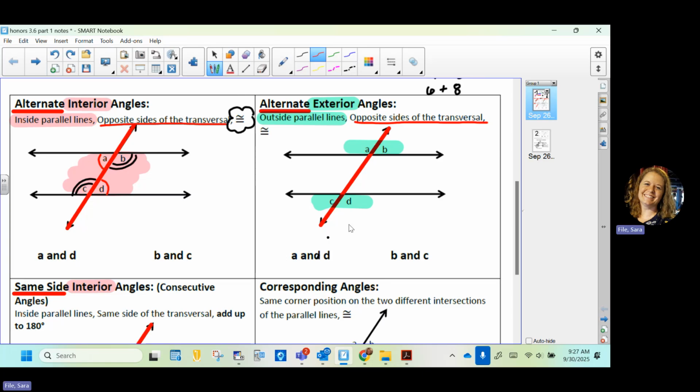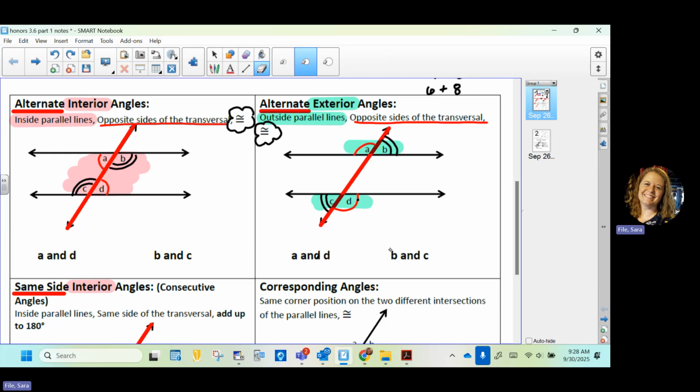So alternate sides and outside the parallel lines, that would be A and D. These would be obtuse. Or B and C. These would be the acute. So those are my sets of alternate exterior angles. So alternate interior, alternate exterior, they are also congruent. So far, so good?